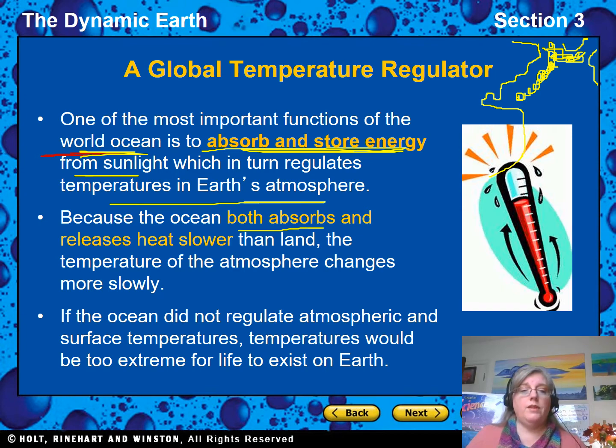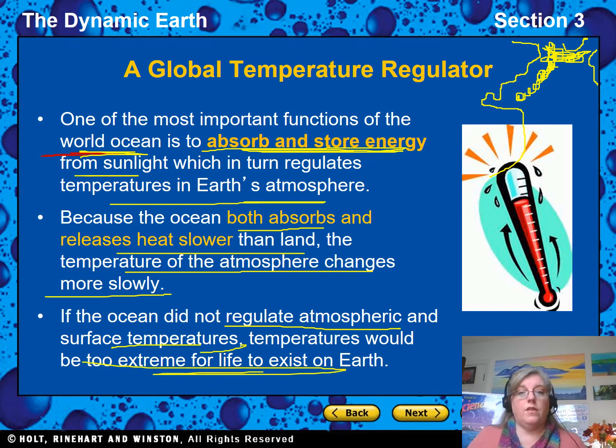It absorbs the heat and releases it slowly to land, and therefore the temperature of the atmosphere will change slowly. That'll help keep this regulated. And if the ocean didn't regulate the atmosphere and surface temperatures, they would be too extreme for life to exist on Earth. It would be way too cold up here, and it actually helps to cool the places down here that would be way too warm. So the ocean helps to balance things out.